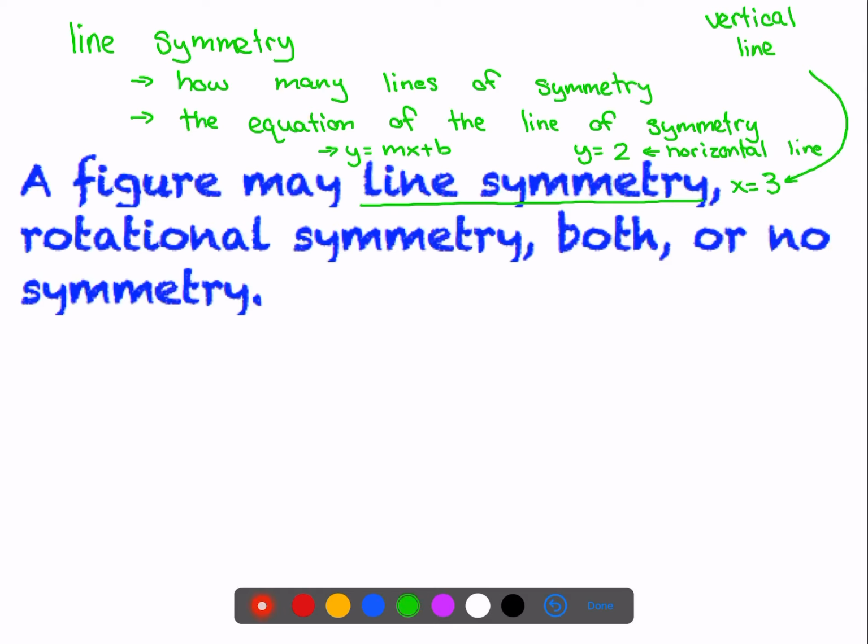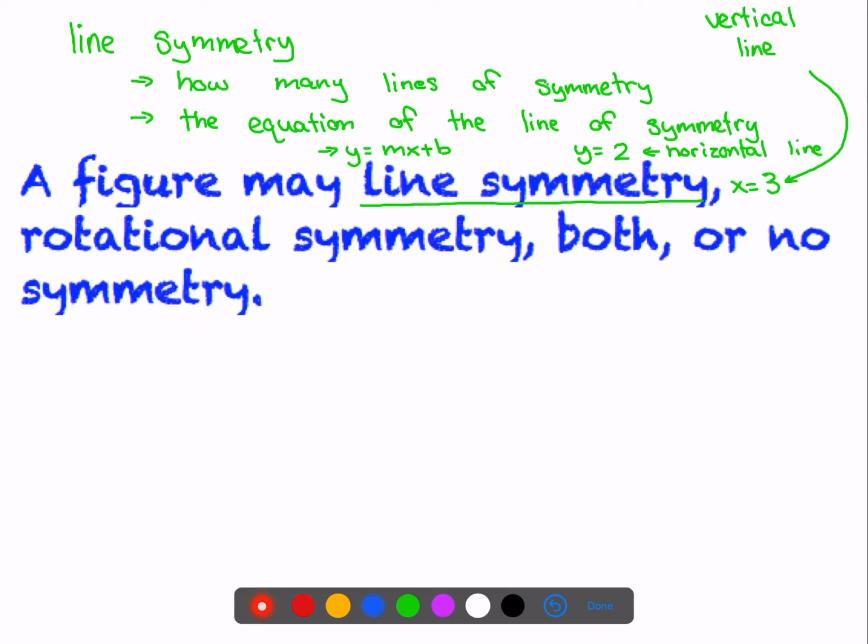So it'll either give you a slanted line, y equals mx plus b, a horizontal line, y equals a number, or a vertical line, x equals a number. These are the equations that you'll use if they ask for the equation of the line of symmetry. And again, it shouldn't be too difficult. You should be able to look at it and see where you should cut it in half.